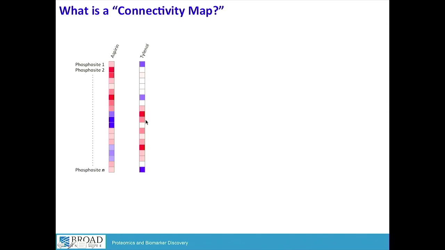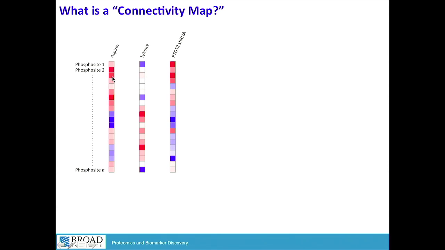And then we do some genetic experiments where we knock down a gene, and we've knocked down this gene here called PTGS2, and we notice that it has a similar pattern to, say, aspirin.